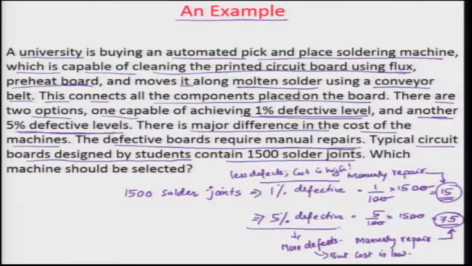Okay. So the question is, which machine should be selected, which one should the university be buying? This is a very simple example which allows us to look into what we call the experimental design aspects. The first thing we need to think about, as in optimization also, is the variables. And here we are going to focus on the controllable variables.